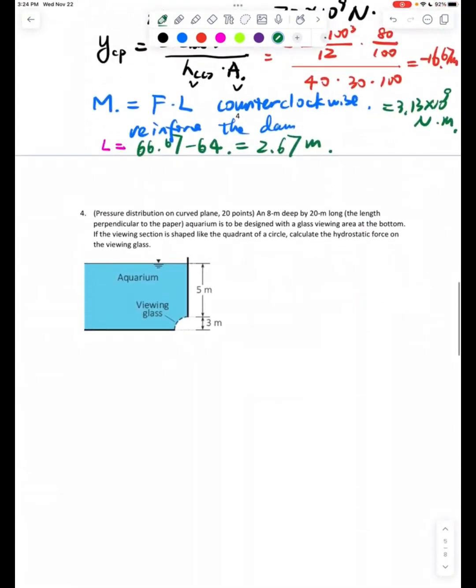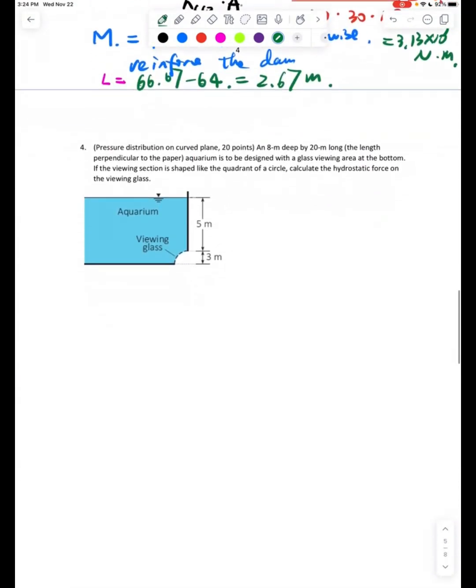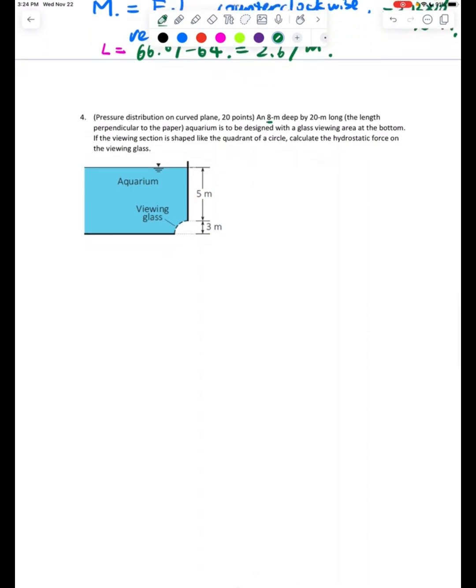So the fourth one is very interesting because I thought it's quite straightforward, but actually the description is a little bit confusing. So this 8-meter deep is 8 meters, and the length perpendicular to the paper, which is going inside into that direction, is 20 meters.